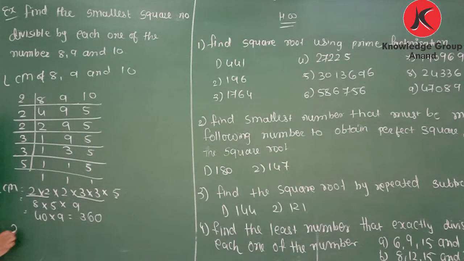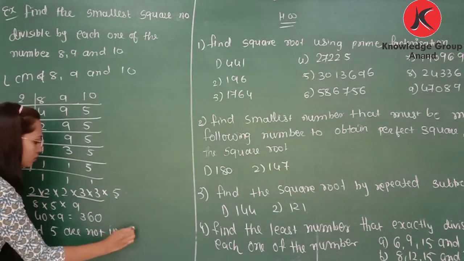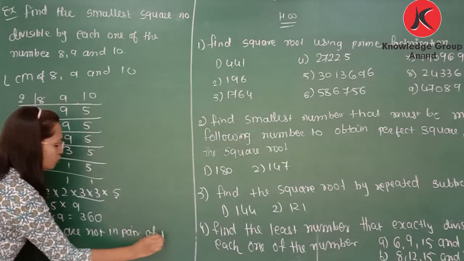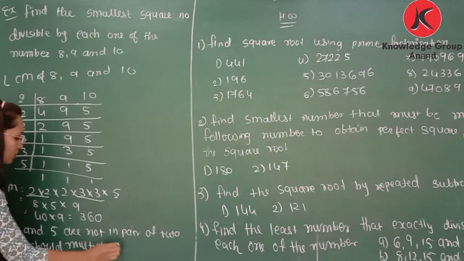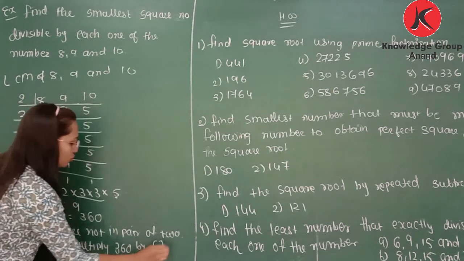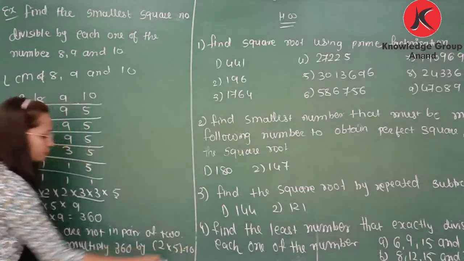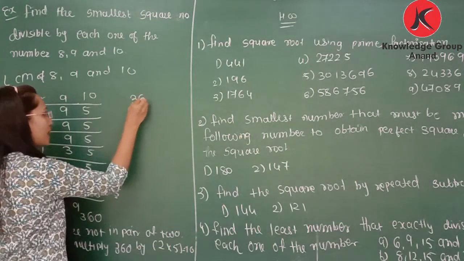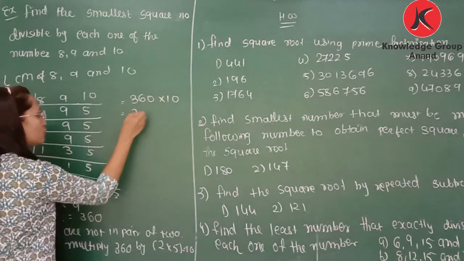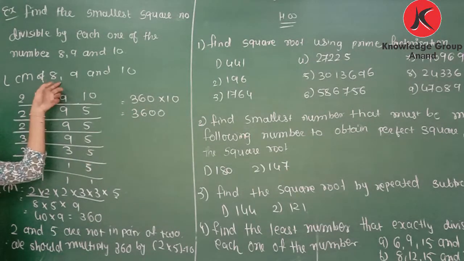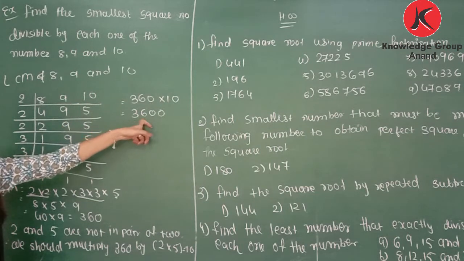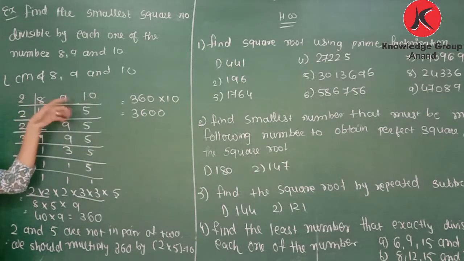So here we can write that 2 and 5 are not in a pair of 2. So we should multiply 360 by 2 and 5, that is 10. If we multiply 360 by 10, we will get 3600, and this is the smallest perfect square number that is divisible by 8, 9 and 10. So 3600 is the smallest perfect square number that is divisible by 8, 9 and 10.